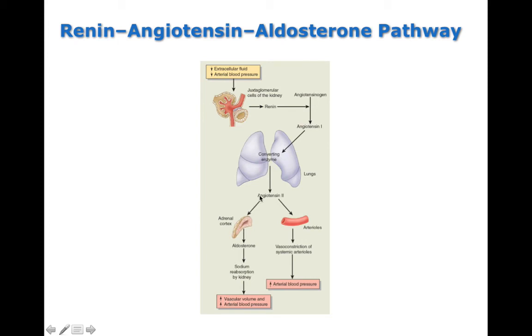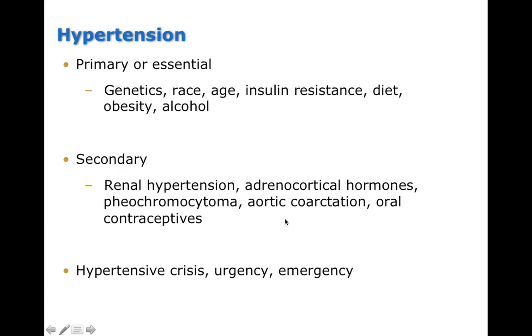And angiotensin 2 acts on your pituitary gland, and it causes the posterior pituitary gland to release antidiuretic hormone, or vasopressin, which also helps you retain more water, but also in itself is a vasoconstrictor. Now, hypertension is just high blood pressure, and we have primary or essential hypertension. It's dependent on things like genetics, race, age, insulin resistance, diet, obesity, and alcohol.